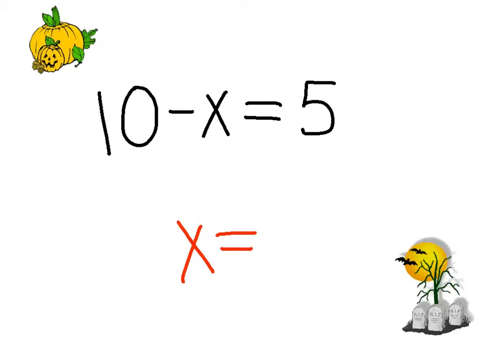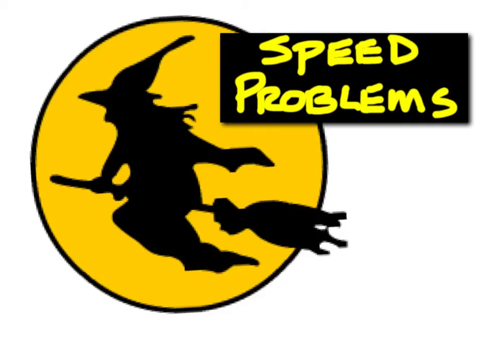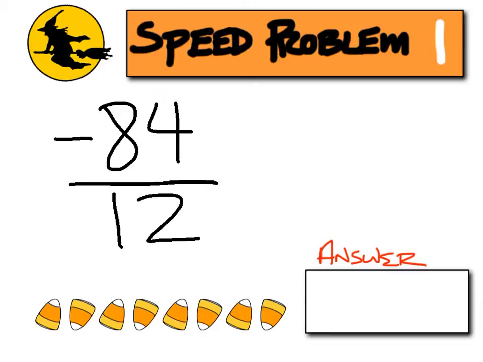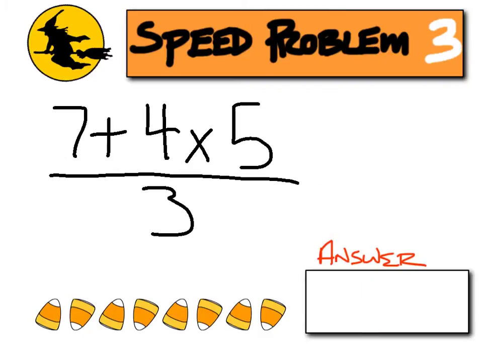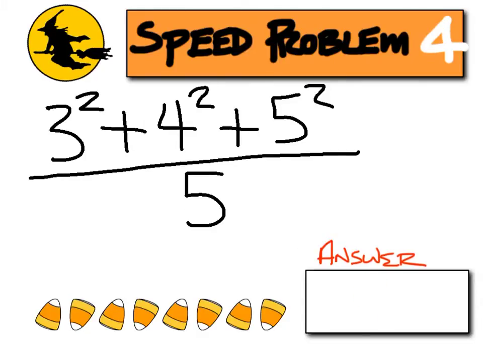Alright, answer for the bonus is 5. Okay, speed problems. I will take the first 6. Alright, answer for this one is -7. Alright, number 2. Answer for this one is 1. Number 3. Alright, answer for this one is 9. Number 4. Okay, answer for this one is 10.